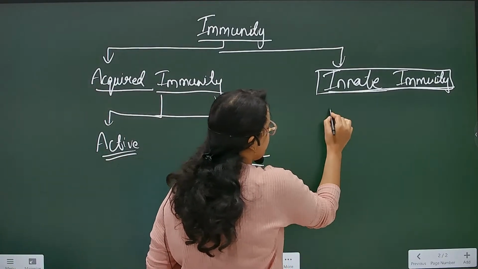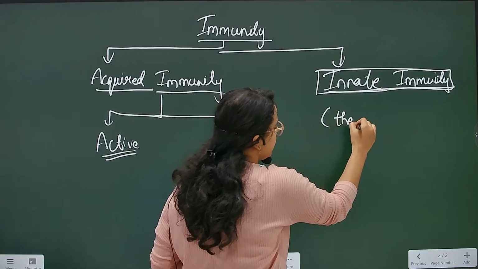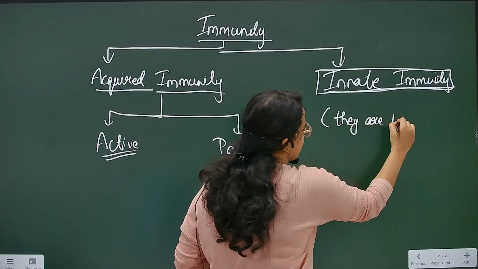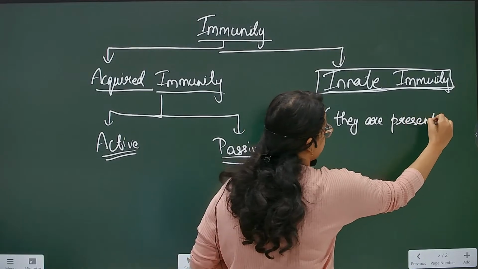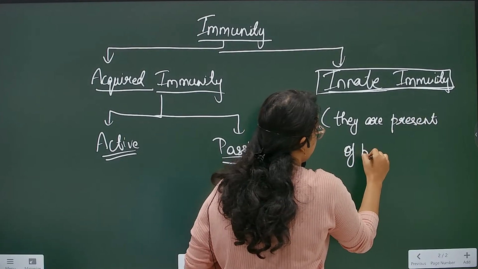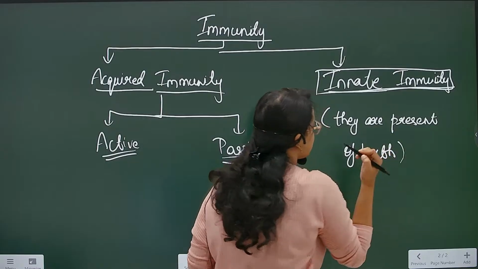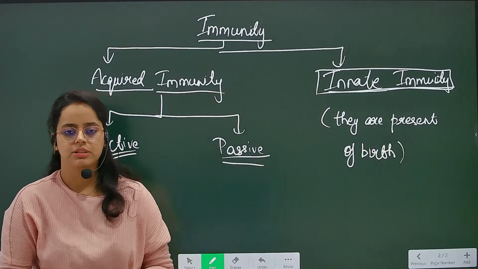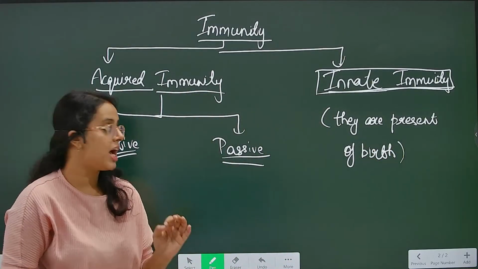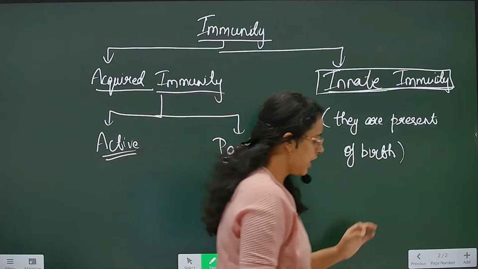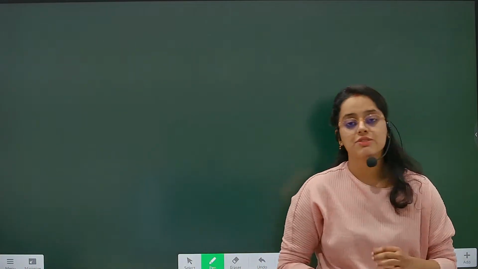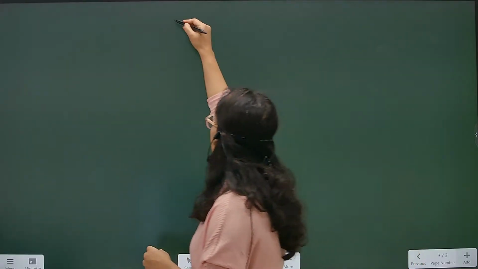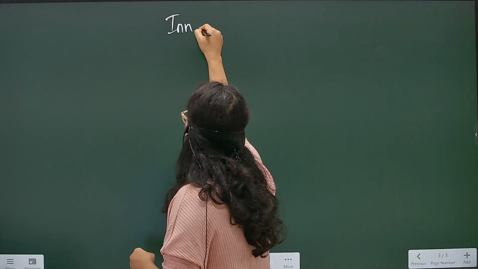As I have told you, this type of immunity is present at the time of birth. So this is called as innate immunity. The immunity which is present at the time of birth is called as innate immunity. Now let us move to the next. Now we are going to learn about innate immunity in detail.